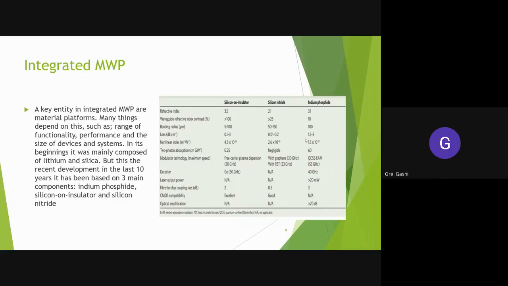Okay. So integrated MWP. A key entity in integrated MWP are material platforms. Many things depend on this, such as range of functionality, performance, and the size of the devices and systems. In its beginnings, it was mainly composed of lithium and silica. But this is the recent development. In the last 10 years, it has been based on three main components: indium phosphide, silicon on insulator, and silicon nitride.